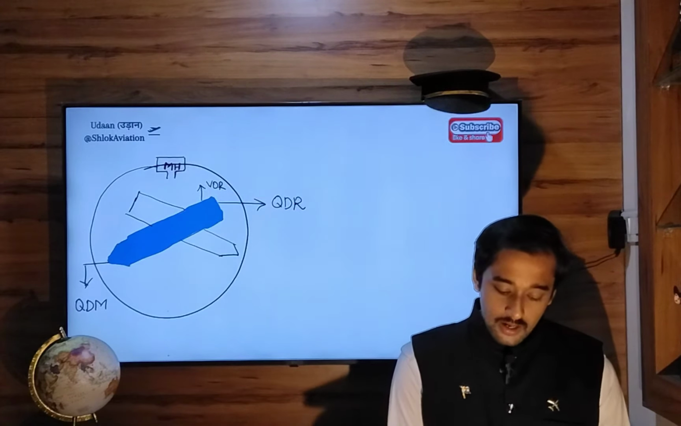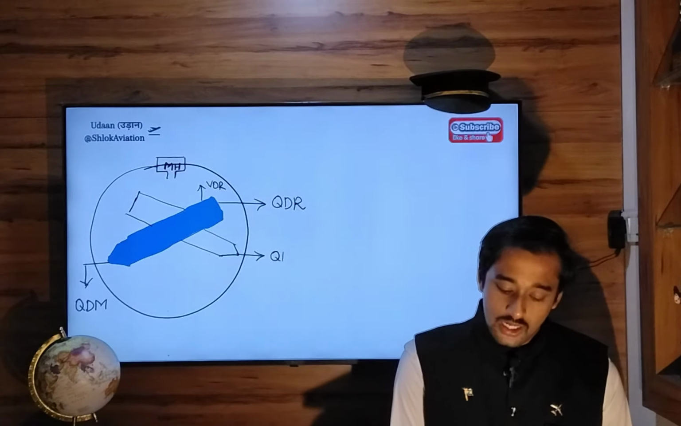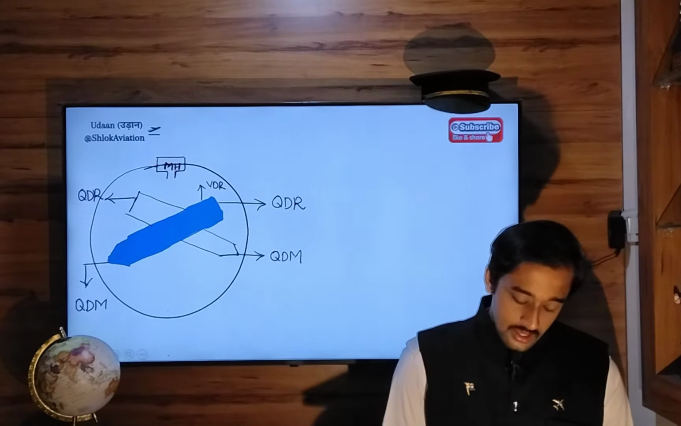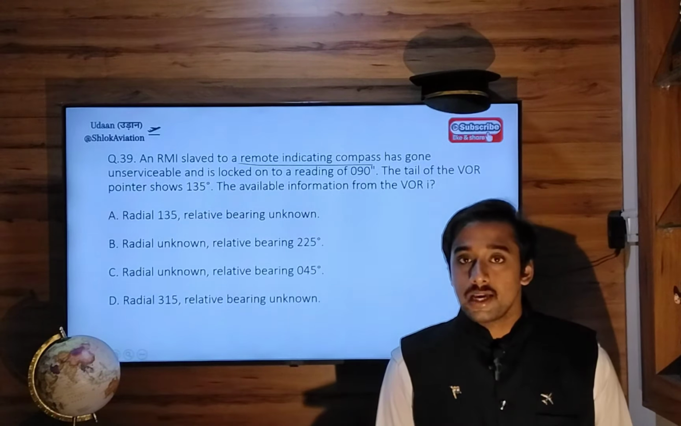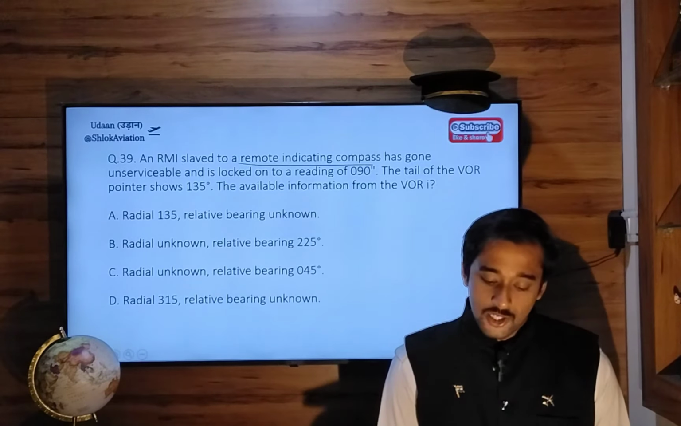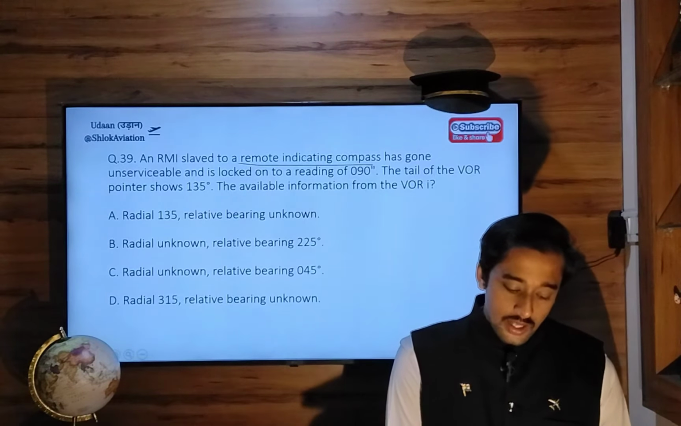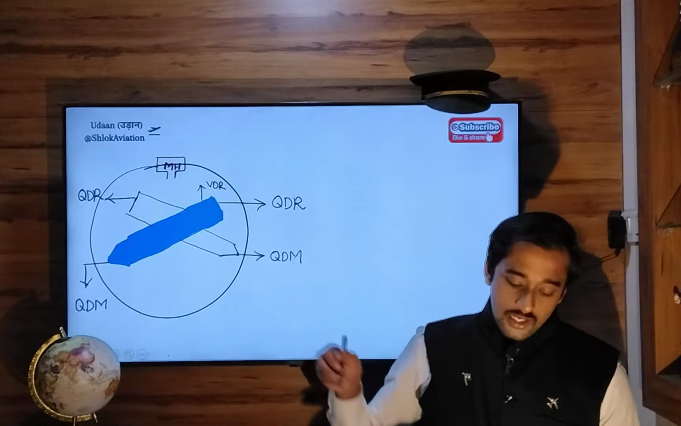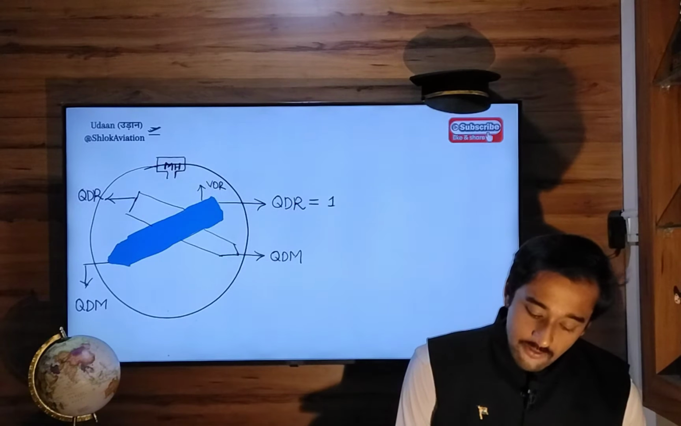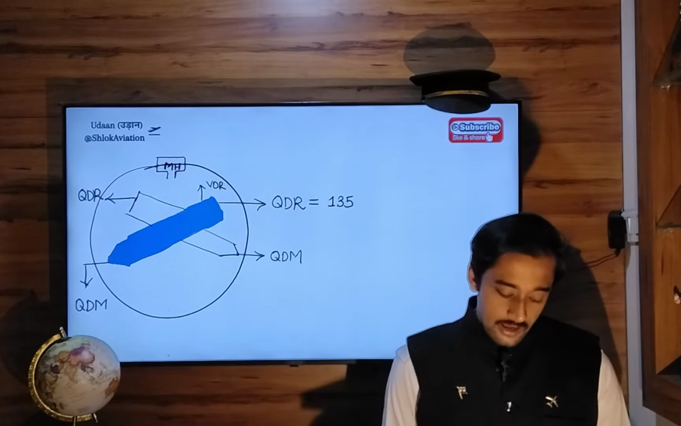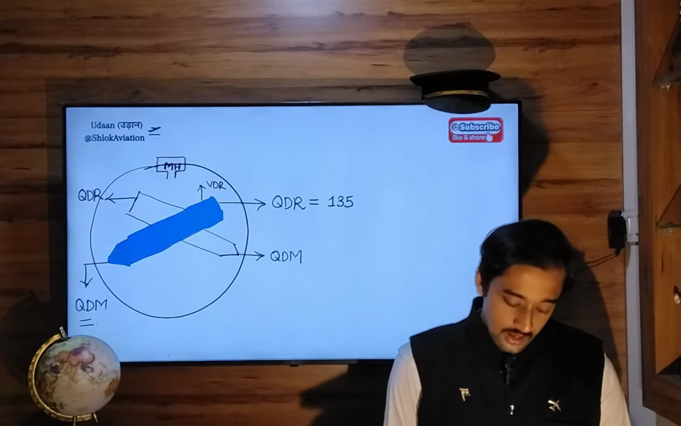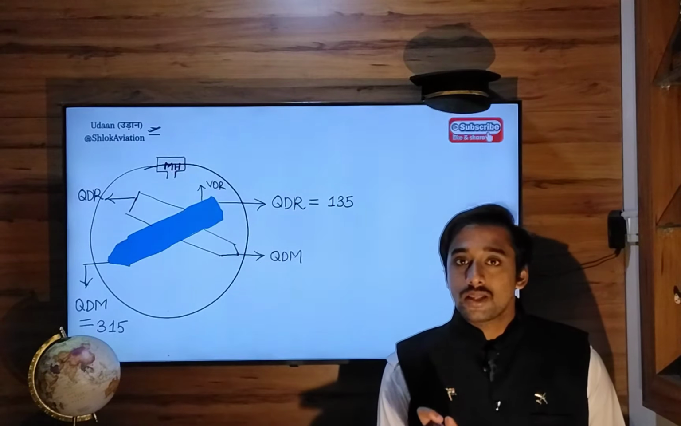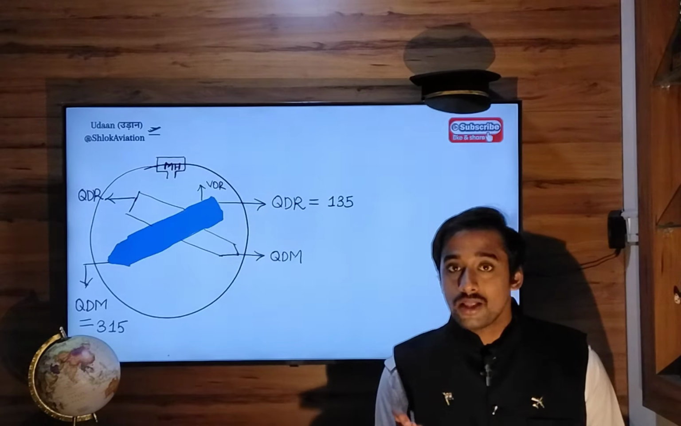Let's forget NDB for now, but this will be QDM towards the NDB station. This will be QDR from the NDB station, right? Now over here we don't know the magnetic heading because the compass is malfunctioning. The tail of the VOR shows 135. So QDR is 135. If QDR is 135, QDM will be the reciprocal of that, which will be 315. Right? So if QDR is 135, that means we are situated on radial 135.